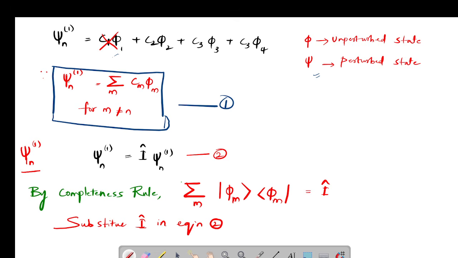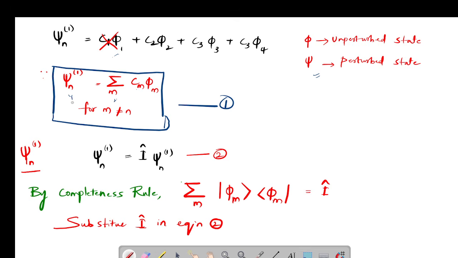Therefore we can write the function psi n power 1 equals the summation over m of c m phi m, where c m is any constant and phi m is an unperturbed state. Here m and n will not be equal. If you want to find psi 1 of 1, this sum must run from 2.